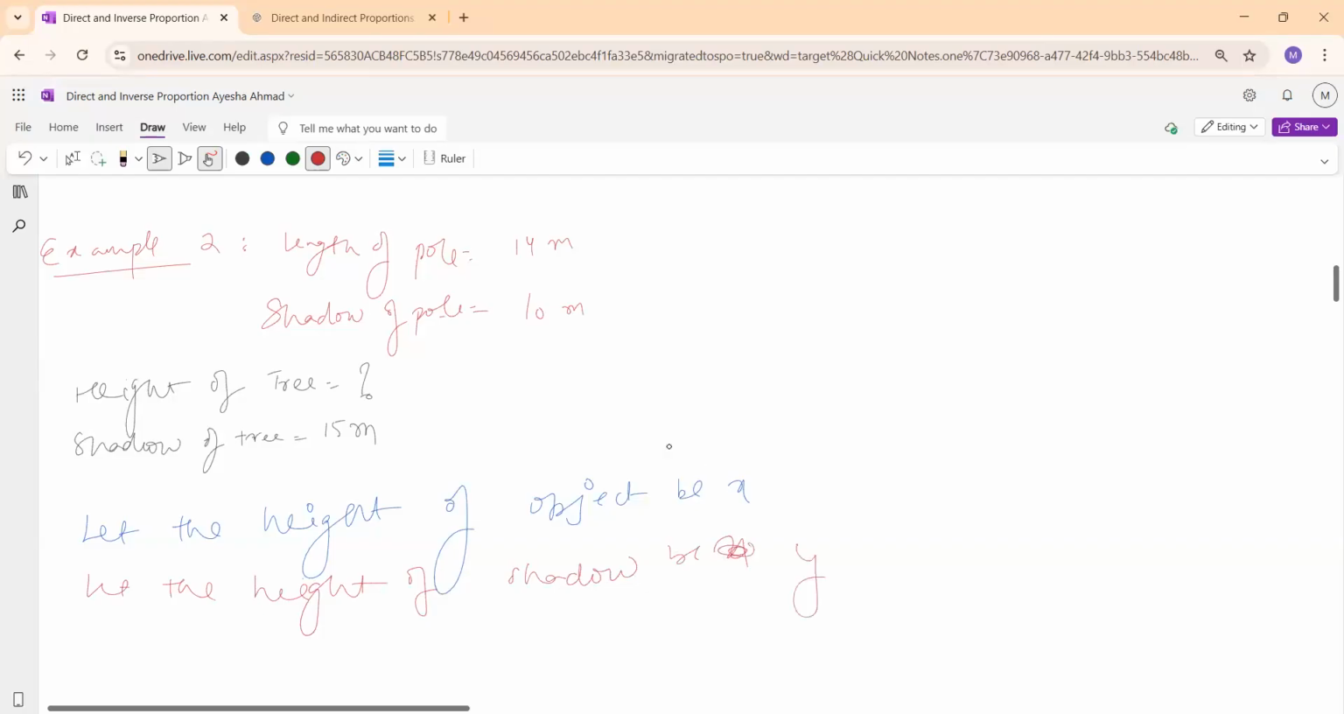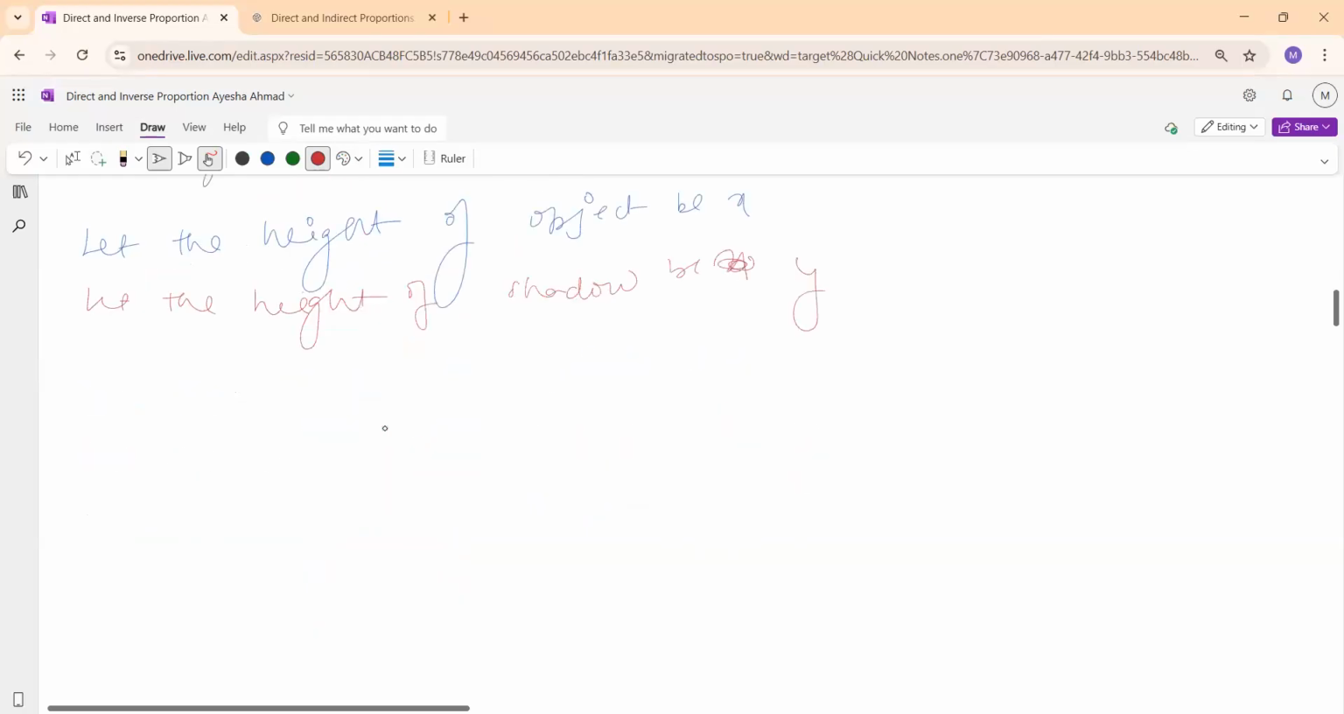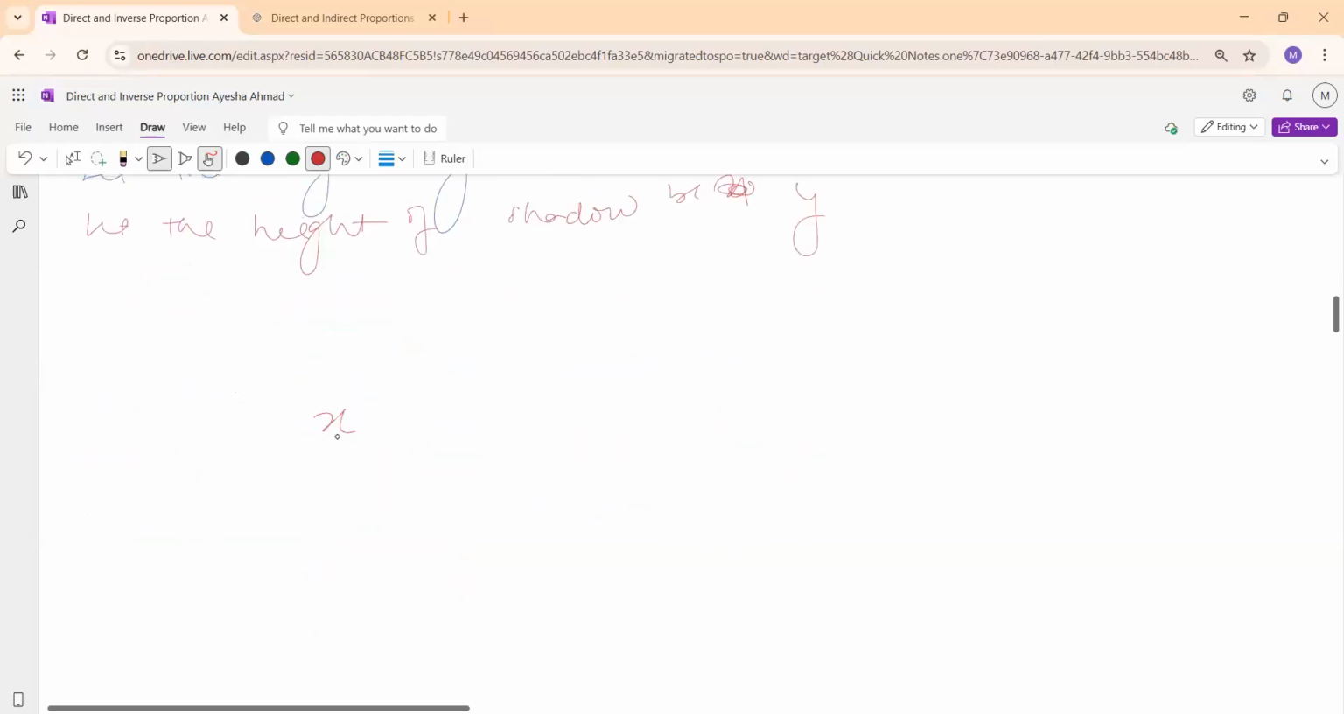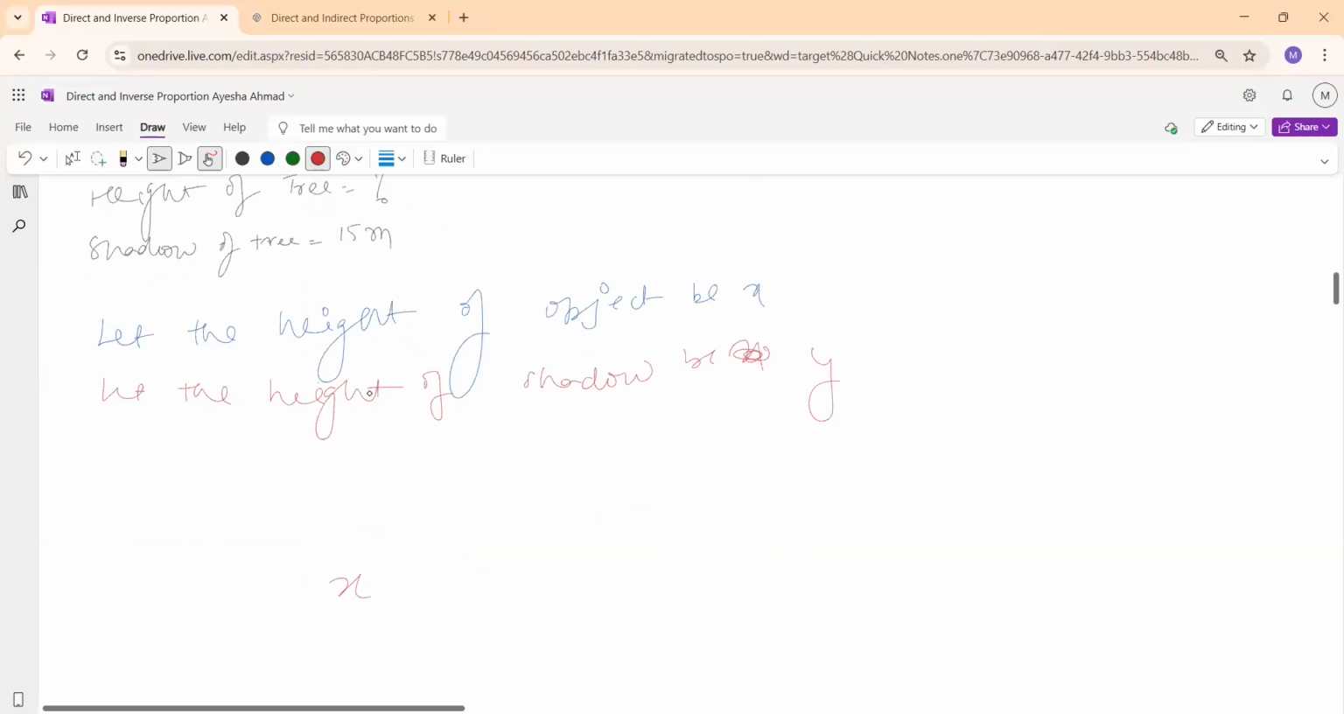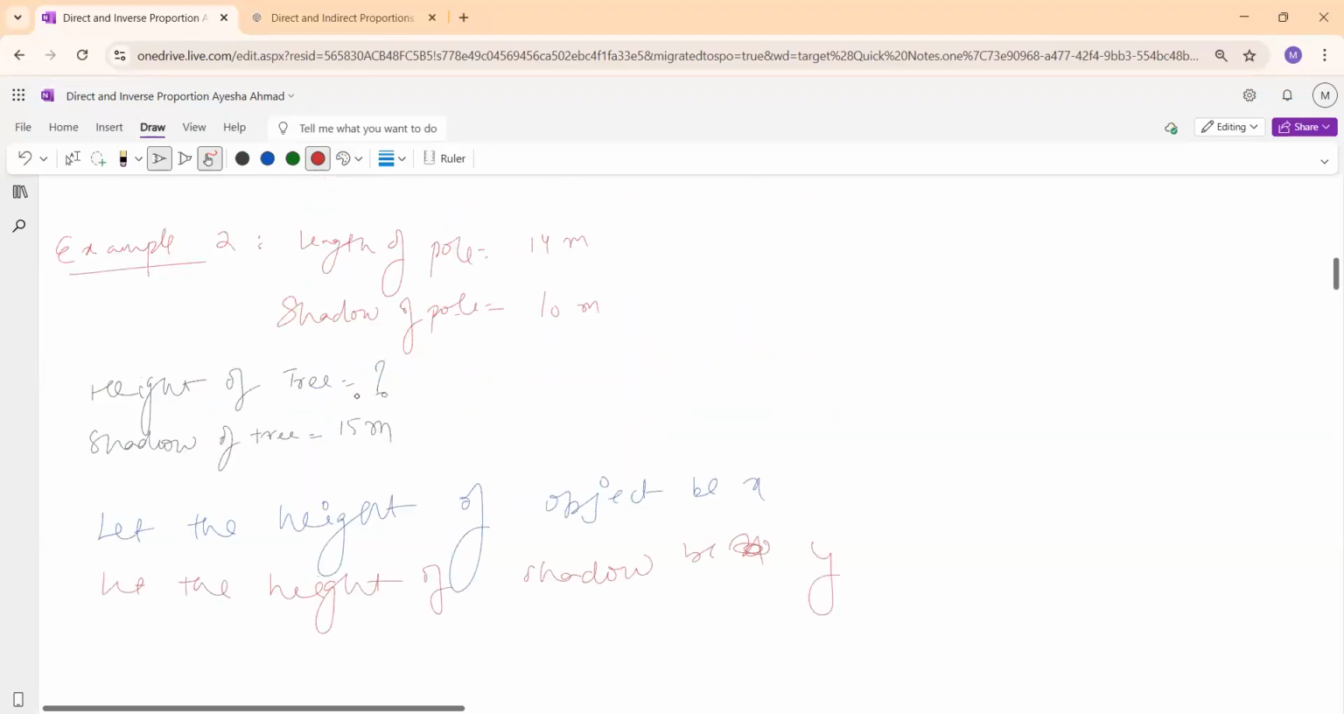Now I'm gonna make a table. That will be the height of tree 21 meters. Yes, excellent. How did you find it out? In the first, length of pole was 14, 4 more. Correct. But we have to show it also, na? This is actually very easy. दिमाग से कर सकते हो आप.